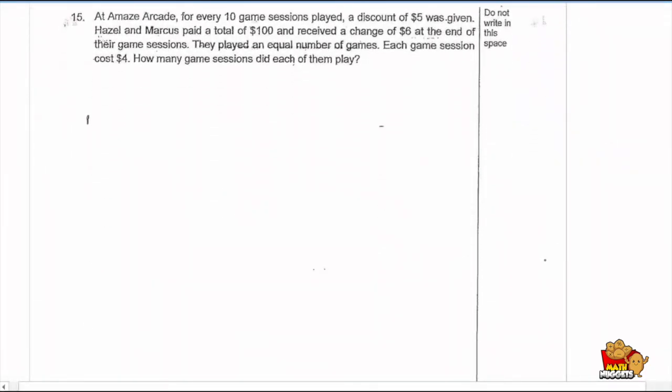Question 15. So there's 2 of them, Hazel and Marcus. They play an equal number of games. They paid a total of 100 and received a change of $6. Okay, so if they paid 100 and they received a change of $6, means they paid a total of 94. And if there were 2 of them, means each of them paid $47.